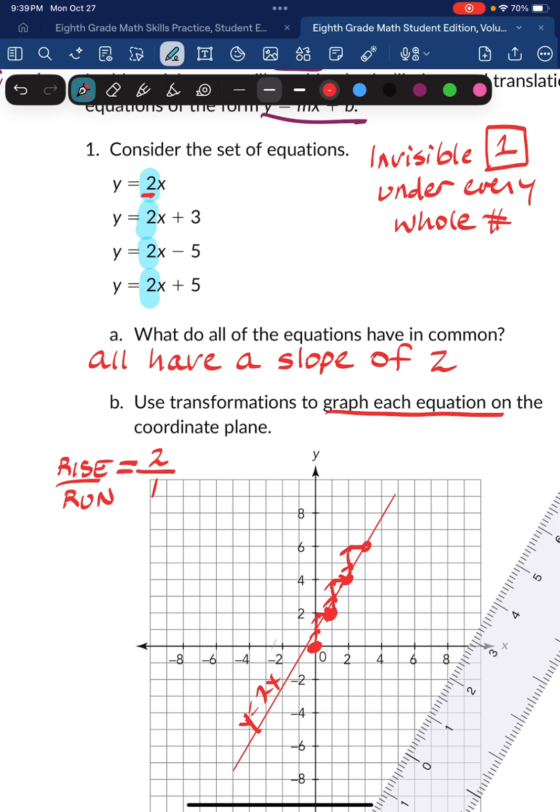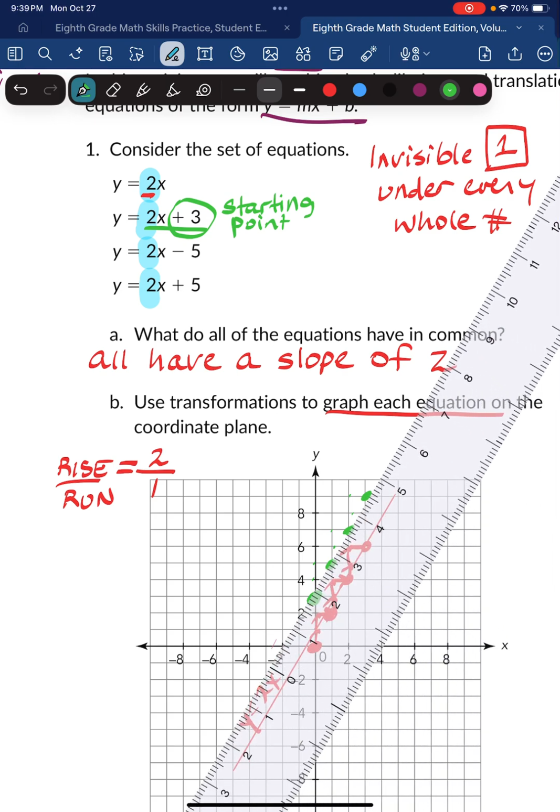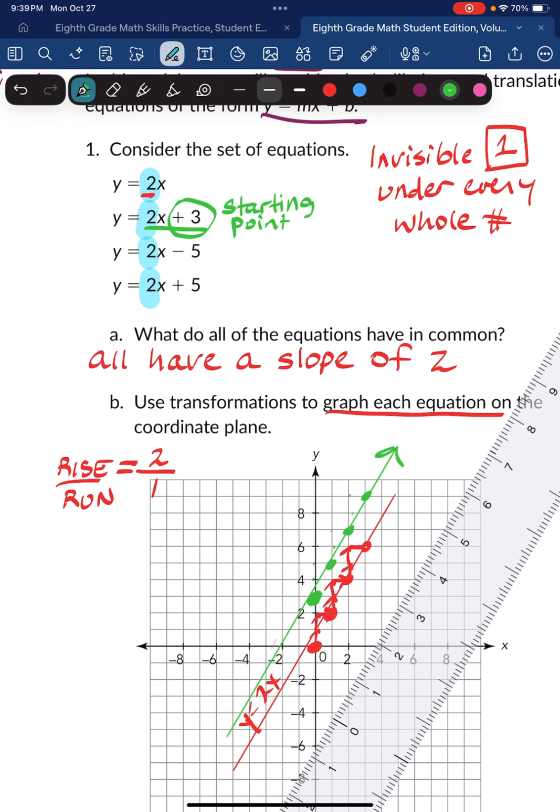So now let's do y equals 2x plus 3. So our slope is the same, but what does this tell us? It tells us our starting point. So our starting point is going to be at 3 instead of 0. So once again, I'm going to rise 1, 2, run 1. 1, 2, run 1. 1, 2, run 1. And then I can graph that by connecting the dots. And this is my 2x plus 3 line.